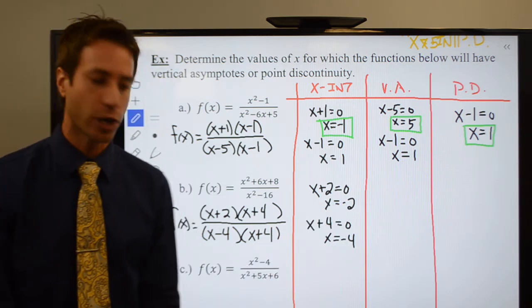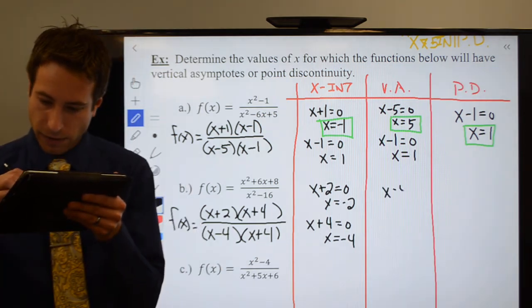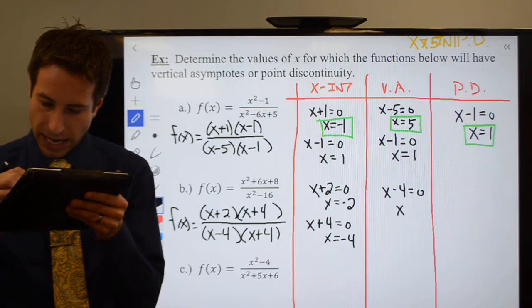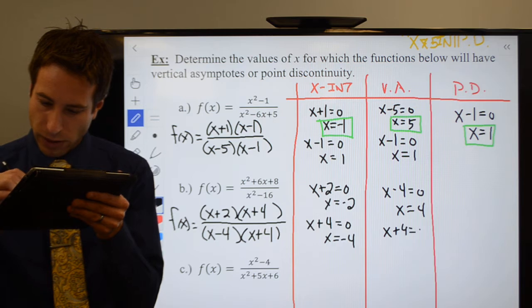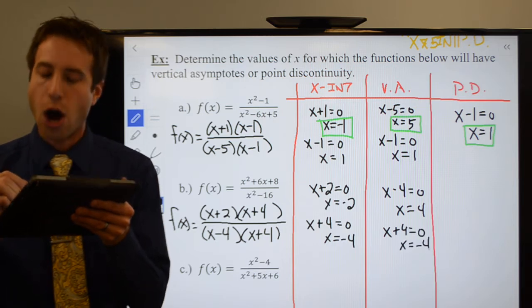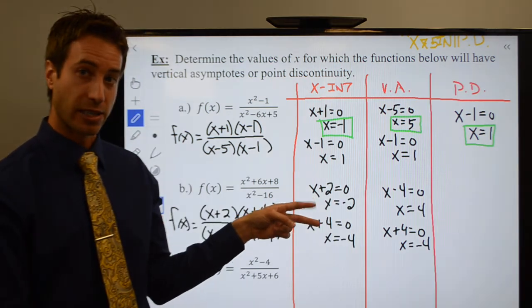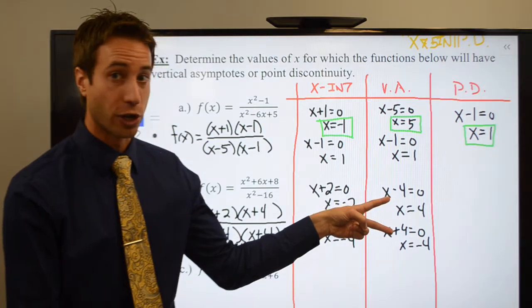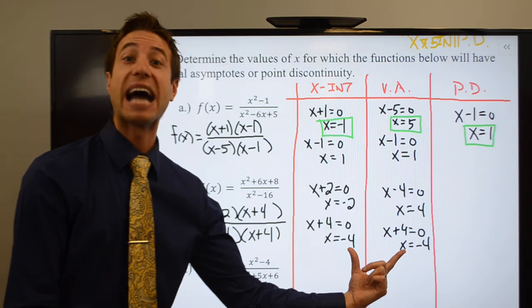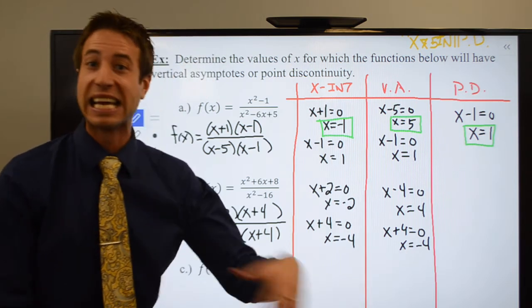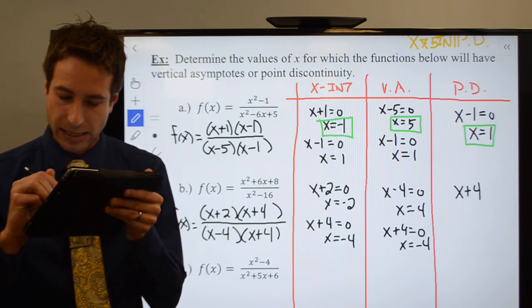Great! We move on to the vertical asymptote, set the denominator equal to 0. X minus 4 equals 0, which means x is equal to a positive 4, and x plus 4 equals 0, which means x is equal to, hold up, I thought I had two x-intercepts, and I thought I had two vertical asymptotes, but the same value shows up in both. That is your immediate red flag. It's actually neither. That one is in fact a point discontinuity.